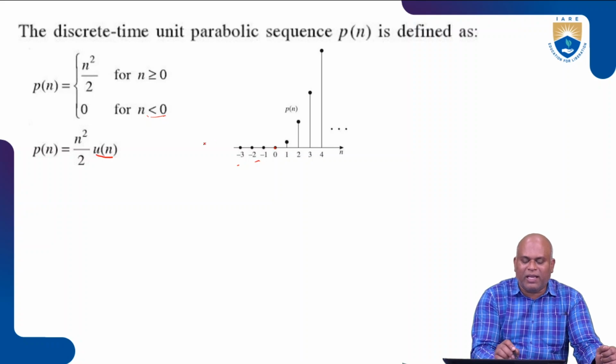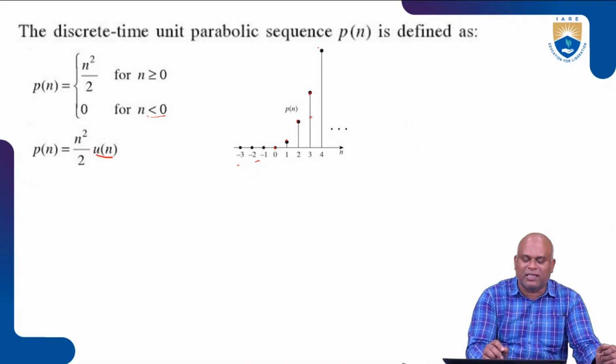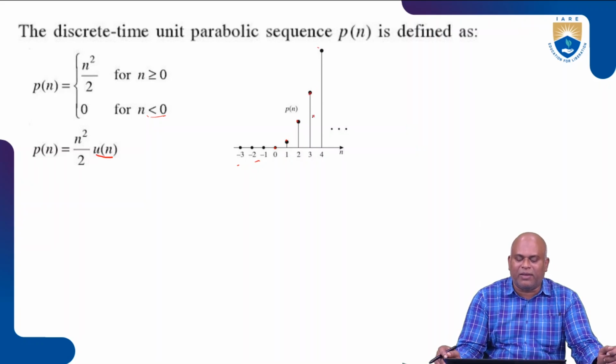Then for n equal to 1, what is that? 0.5. Then the next sequence, and next like that, we get the parabolic case of the unit parabolic sequence.